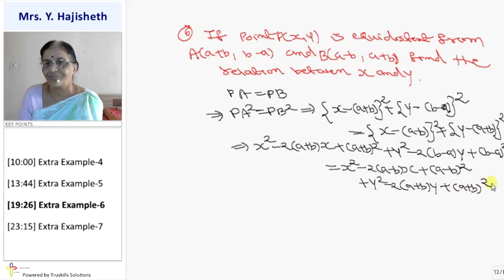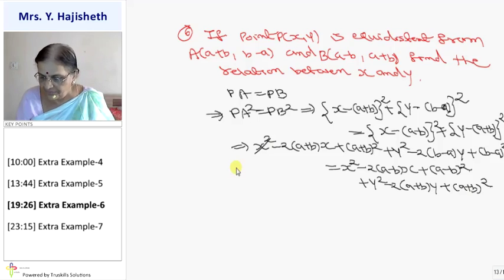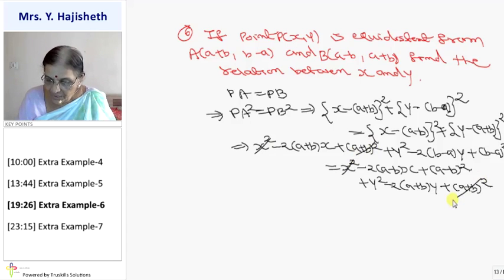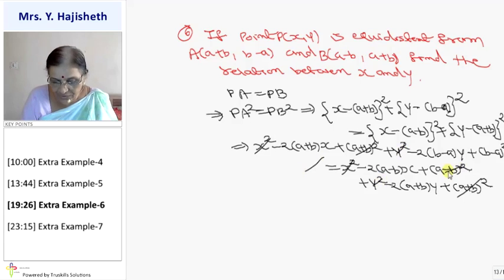देखा? अब दोनों साइड से जो कैंसिल होता है कैंसिल कर दो. x स्क्वायर कैंसिल विथ x स्क्वायर, (a प्लस b) होल स्क्वायर कैंसिल विथ (a प्लस b) होल स्क्वायर, y स्क्वायर इज कैंसिल विथ y स्क्वायर, (b minus a) whole square cancel with (a minus b) whole square. So what is left?